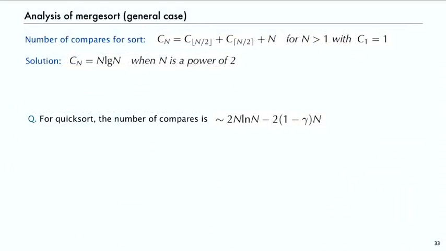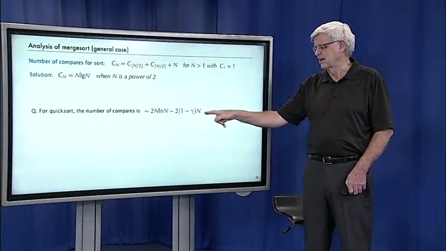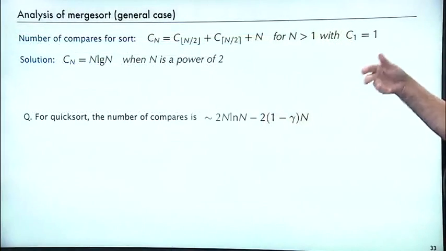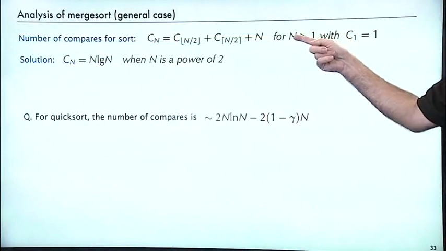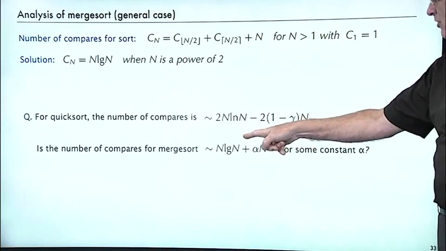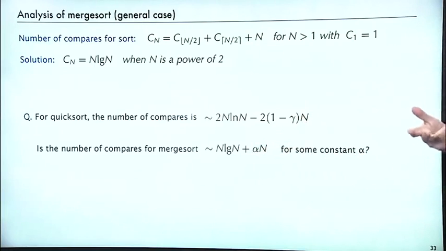There's a natural question that arises. For quicksort, we did the number of compares and got a very precise analysis that we could check against the performance of the algorithm. It was asymptotically equal to 2N natural log N minus this constant times N. So one natural question is, we want to get a more accurate estimate than N log N for merge sort. Is the number of compares for merge sort proportional to N log N plus alpha N for some constant alpha? And then we'd want to find out what alpha is in order to get the job done.